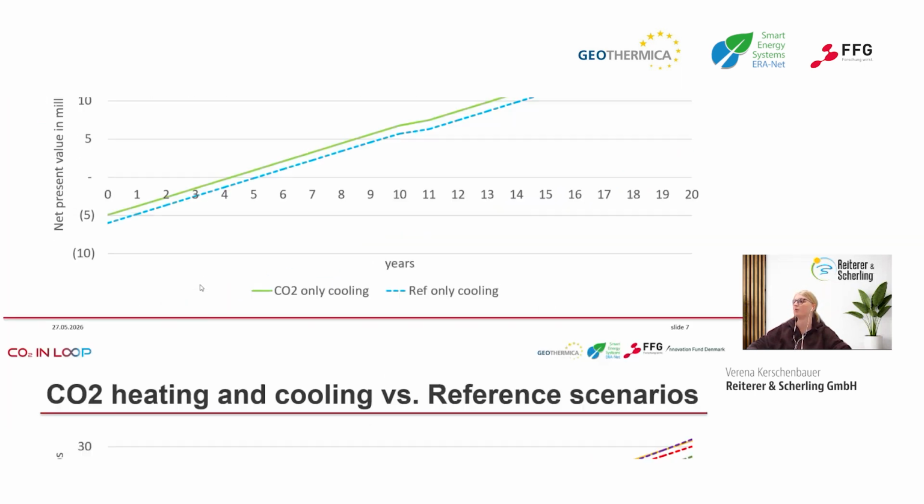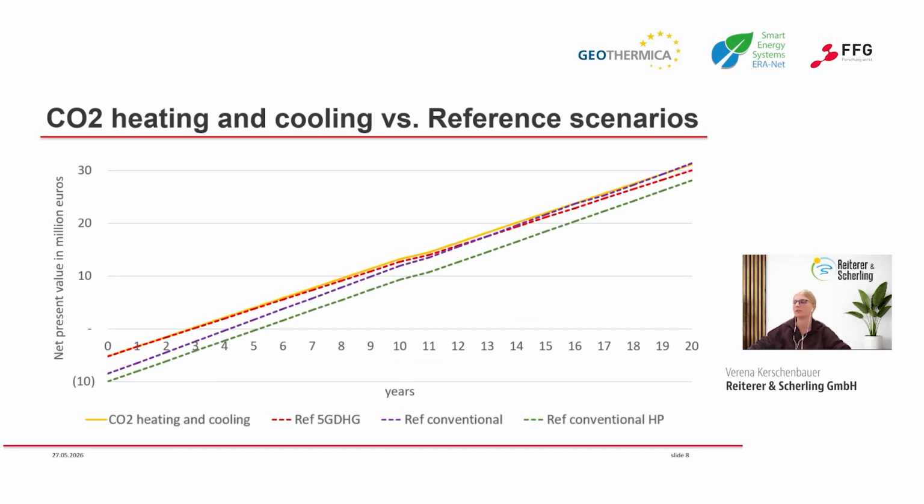Now when we compare the second CO2 case, so the CO2 heating and cooling, with the reference scenarios, we can see that in yellow we have the CO2 grid. In red, there is the REF GTHG. In purple, the REF conventional, and in green, the REF conventional heat pump.